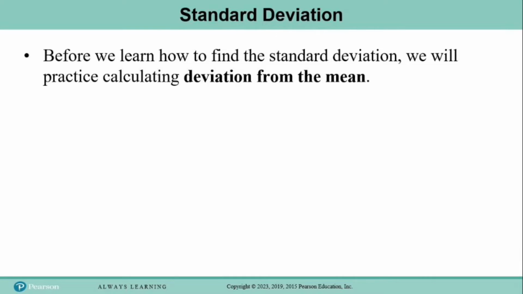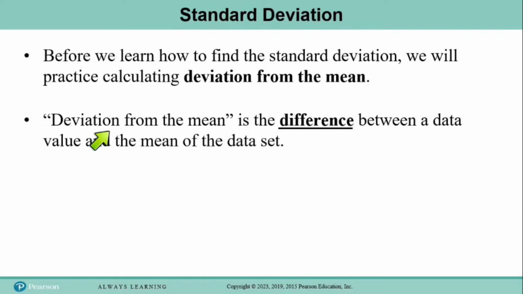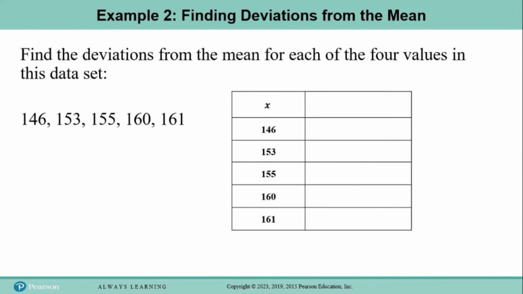Now, before we take a look at the formula for calculating standard deviation, it is a little bit of a complicated formula. So let's practice first calculating the deviation from the mean. Deviation just means difference. So the deviation from the mean is the difference between a data value and the mean of the data set. So here's example 2.